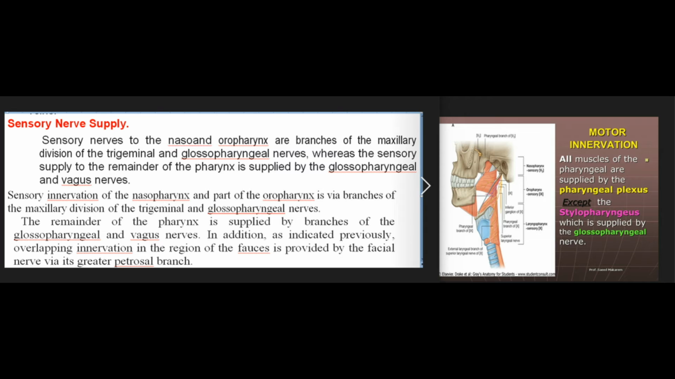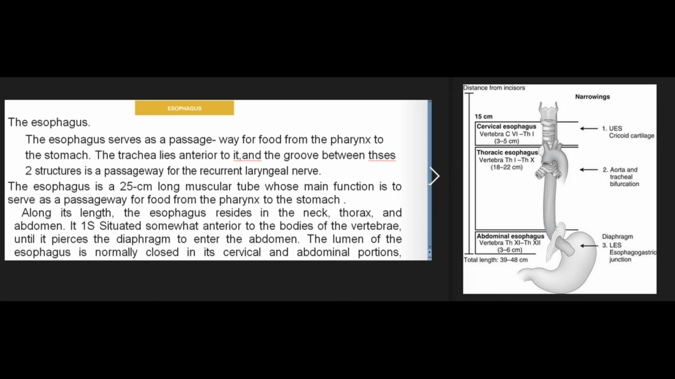Sensory innervation of the nasopharynx and part of the oropharynx is via branches of the maxillary division of the trigeminal and glossopharyngeal nerves. The remainder of the pharynx is supplied by branches of the glossopharyngeal and vagus nerves. In addition, as indicated previously, overlapping innervation in the region of the fauces is provided by the facial nerve via its greater petrosal branch. The esophagus.